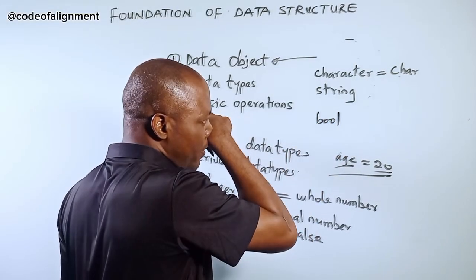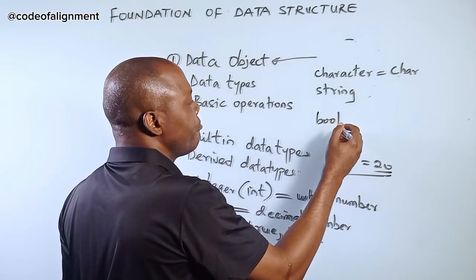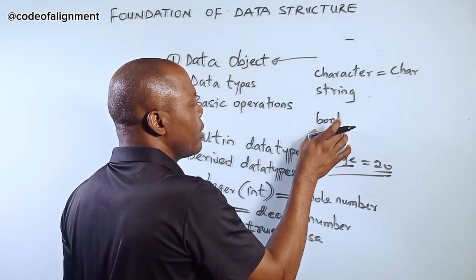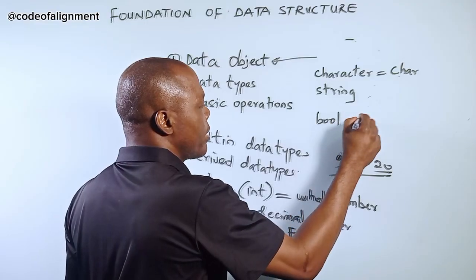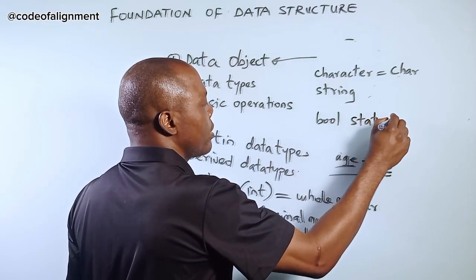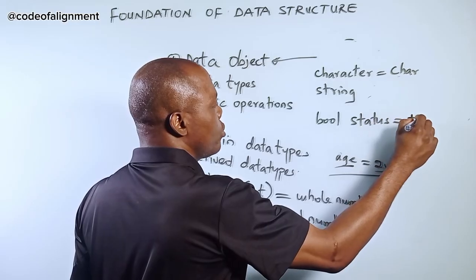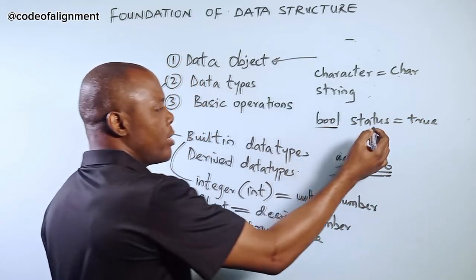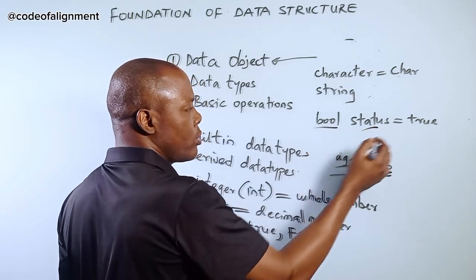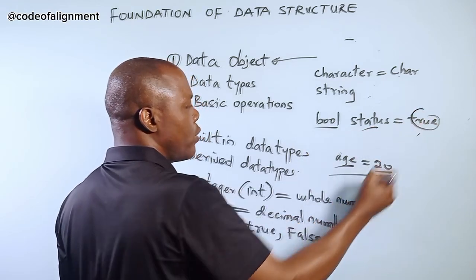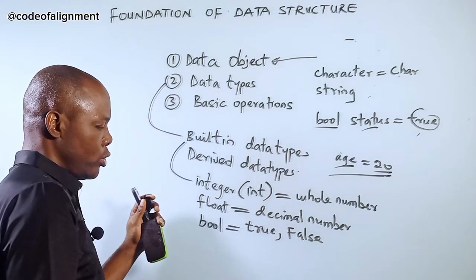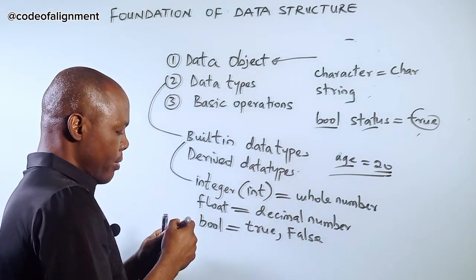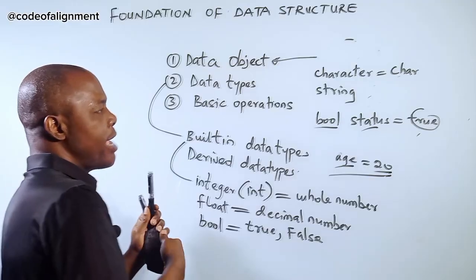right? So we can say status, and then we say true, right? So this is the data type that tells us what should be stored in this status. So it can only be either true or false, right? That is what should be stored here. Now, these are what? Then we have character.